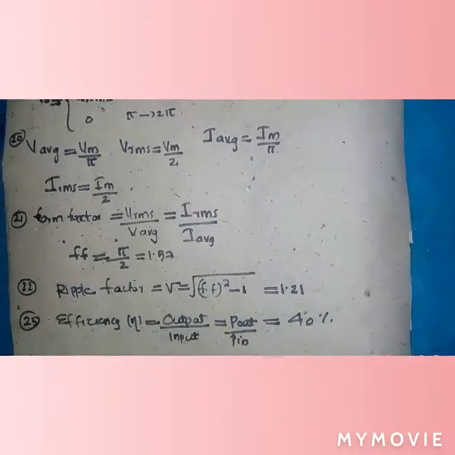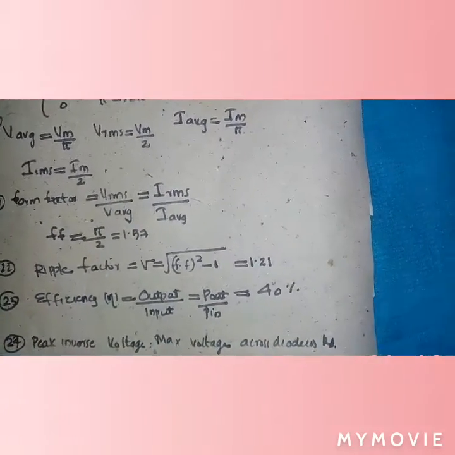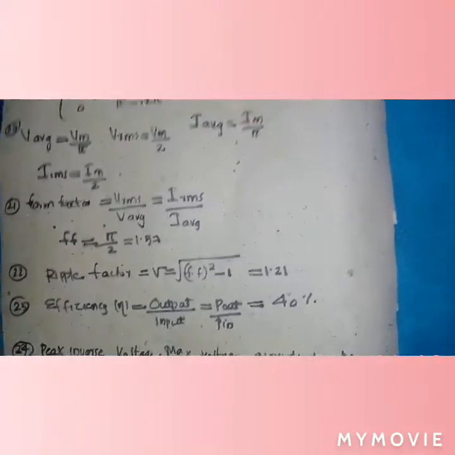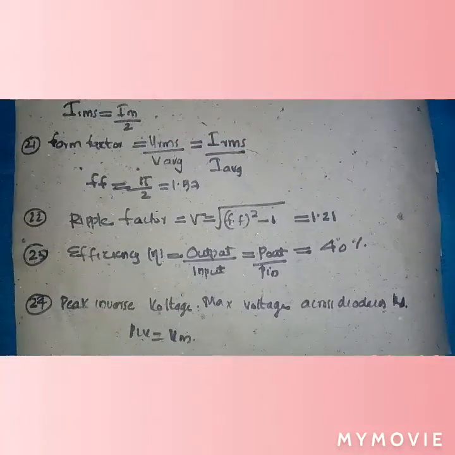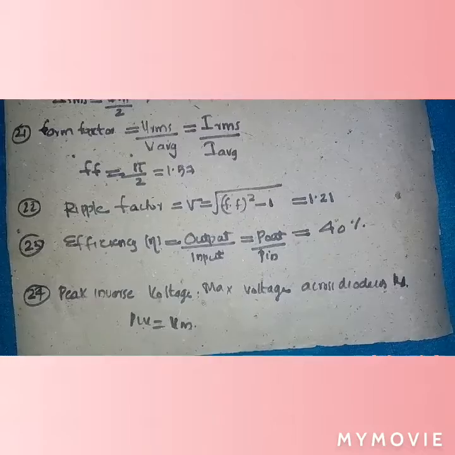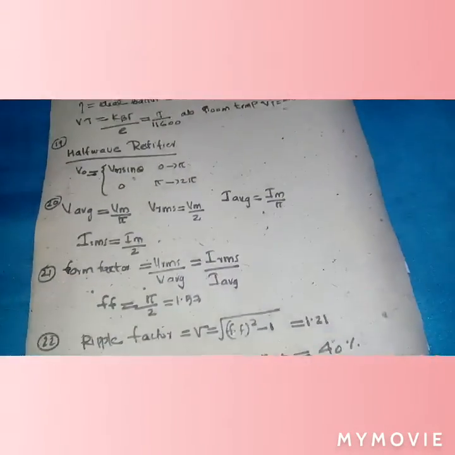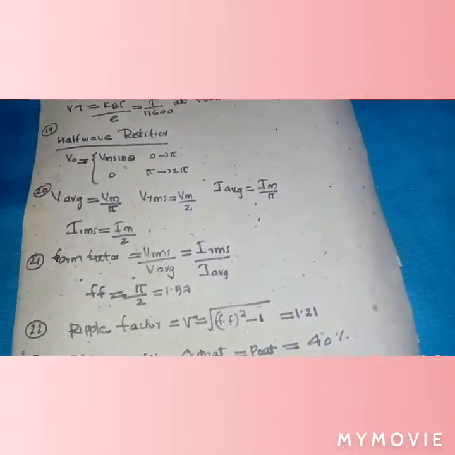The efficiency eta is equal to output by input, that's equal to power output divided by power input, that's equal to 40% for half wave rectifier. For peak inverse voltage, that is maximum voltage across the diode when it is reverse biased, peak inverse voltage is equal to Vm for a half wave rectifier.